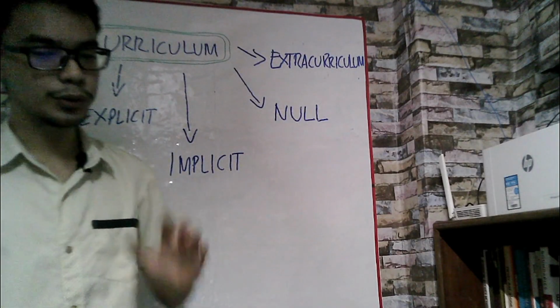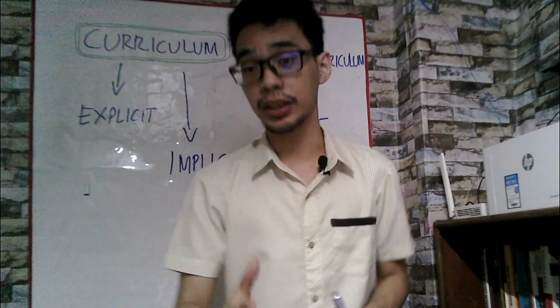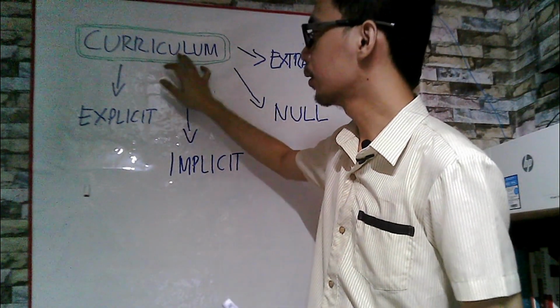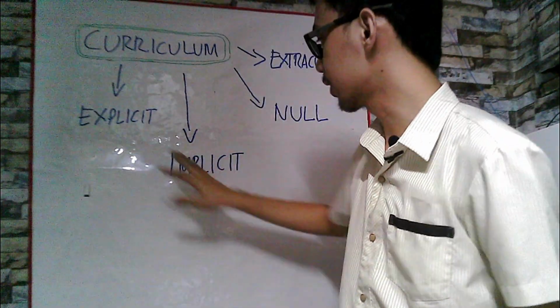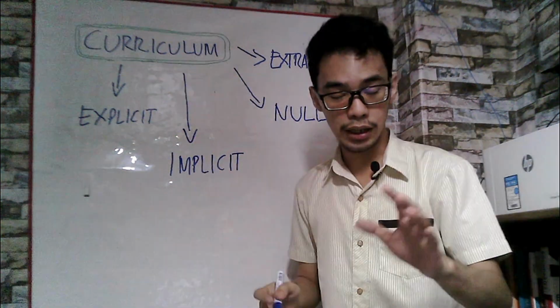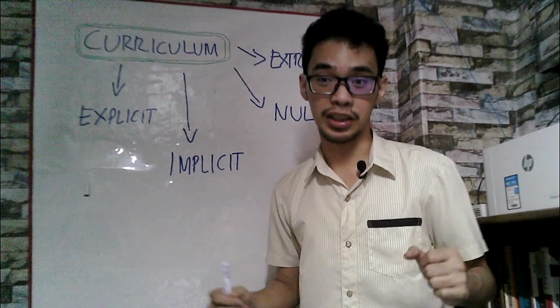So students, in conclusion, curriculum is a very complex matter to talk about. Well, these 4 types of curriculum, explicit, implicit, null, and extracurriculum, affect the students throughout the learning experience.